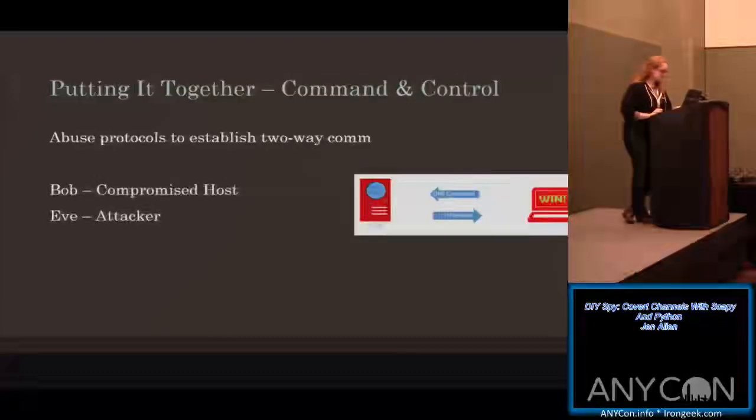constraints. So let's put together what we've seen in Scapy. I just want to show that we've seen enough that we can start to build right now. So we're going to have Bob, the compromised host, and Eve, the attacker, and we're going to build a two-way comm using just a few simple Scapy functions.